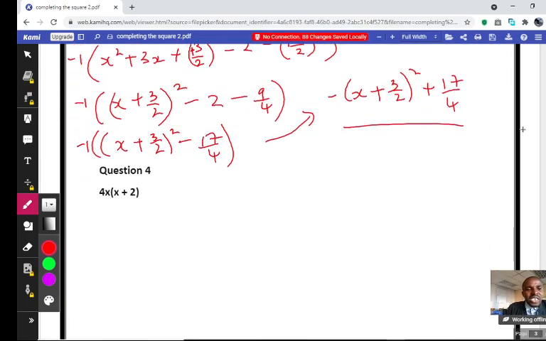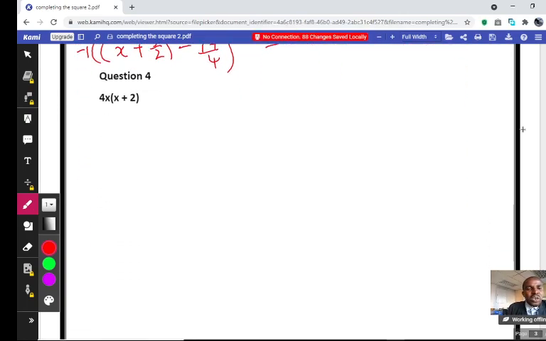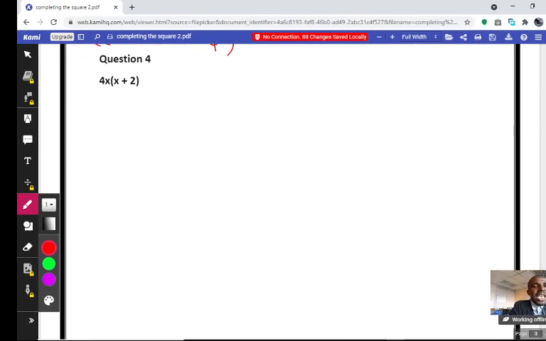Last question, question number 4. As you can see on your screen, it's saying 4x, then x plus 2 in the brackets. How do you work out this one now? Right, first thing first, you have to remove the bracket. It will be 4x squared plus 8x. Like this. As you can see, there's no constant.